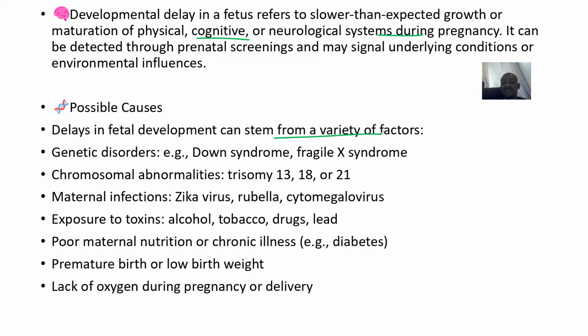So it can stem from a variety of factors. It is not a disease condition, it only points to a possible disease condition. Chromosomal issues like trisomy 13, trisomy 18, trisomy 21. Maybe the mother has some infections, like Zika virus infection, Rubella infections, cytomegalovirus infections. Maybe she has been exposed to toxins: alcohol, tobacco, drugs, lead. Poor maternal nutrition, premature birth or low birth weight, lack of oxygen during pregnancy or delivery.